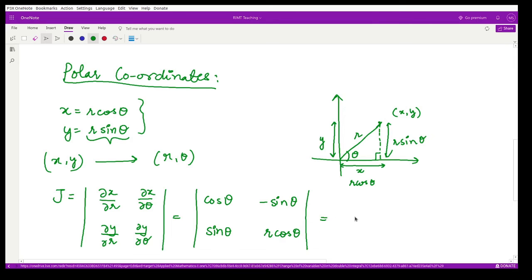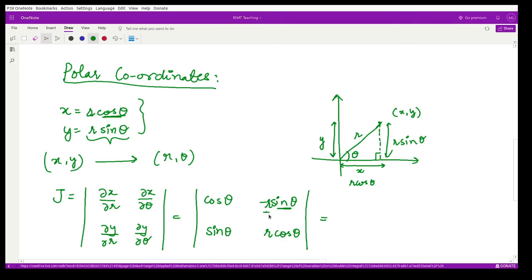So when you solve this, here also you will have r, right? Yes, because when you take the partial derivative of x with respect to theta, r would come as such, and then the derivative of cos theta would be minus sin theta.